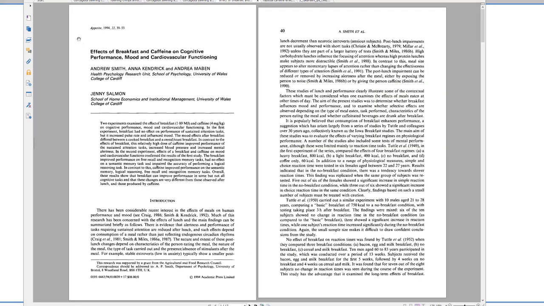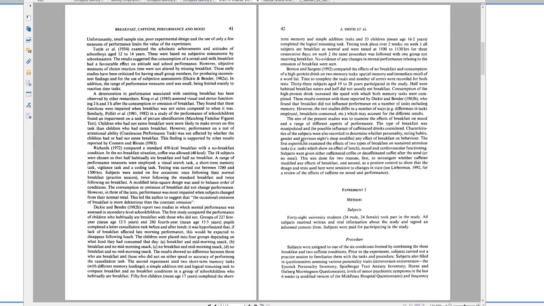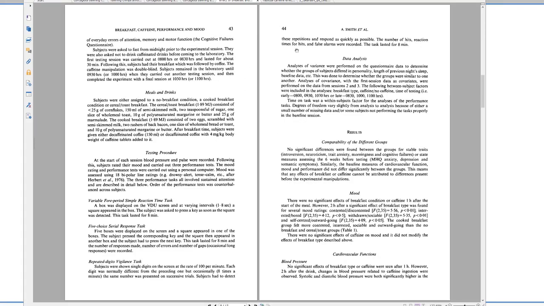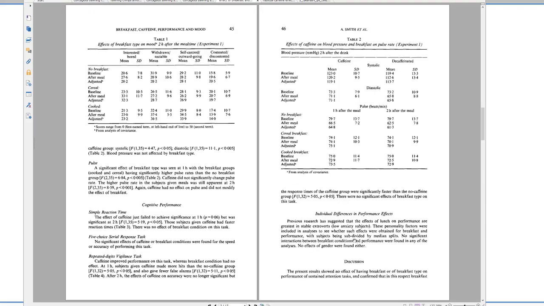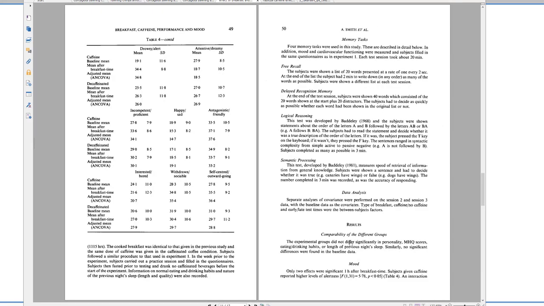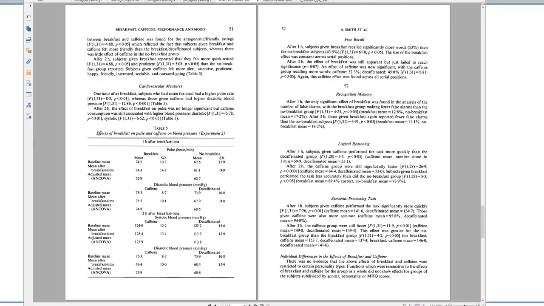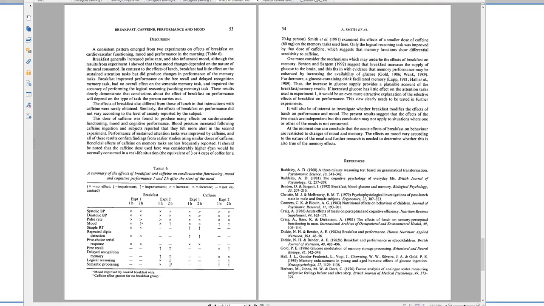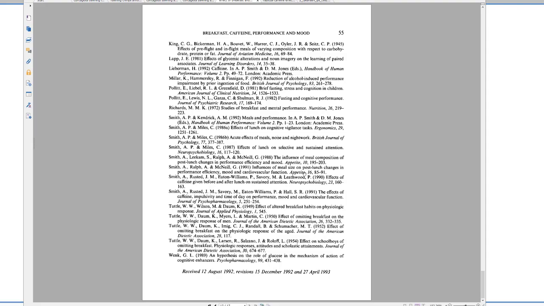Here's an older paper, 1994, on the effects of breakfast and caffeine on cognitive performance. And again, this is the abstract. They don't say abstract, but it's here. Here's the introduction. Here is the method. This one has two, let me see, there's one experiment, method and results, discussion, and then experiment number 2, method, results, and discussion, and then the reference list at the end.